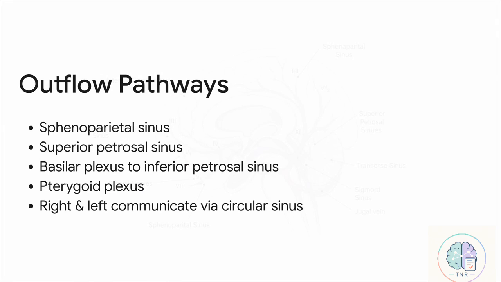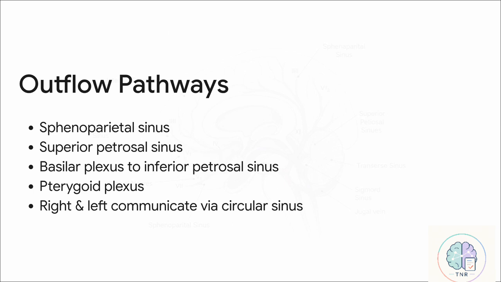Now, the outflow tract is where things get really complex. Blood leaves through the sphenoparietal and superior petrosal sinuses. You also have the basilar plexus acting as a major drainage route, emptying right down into the inferior petrosal sinus. Plus, some outflow dropping into the pterygoid plexus.